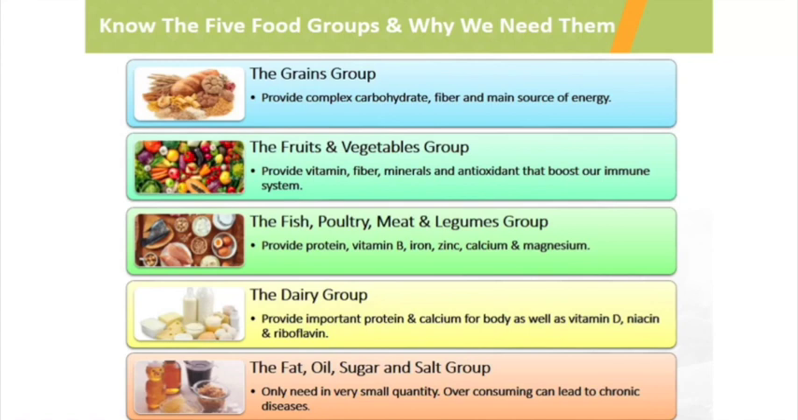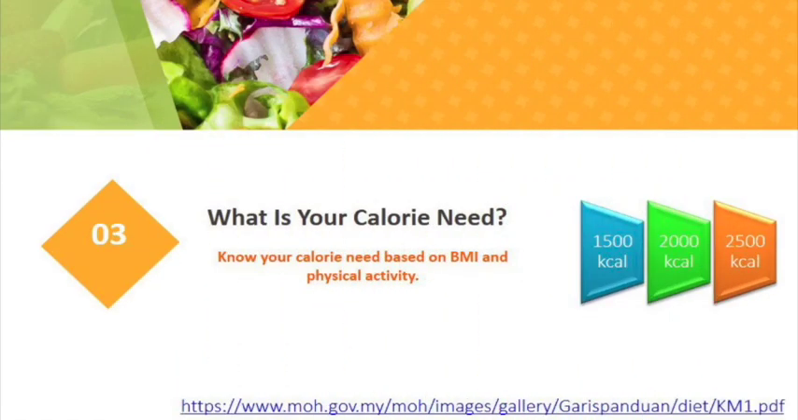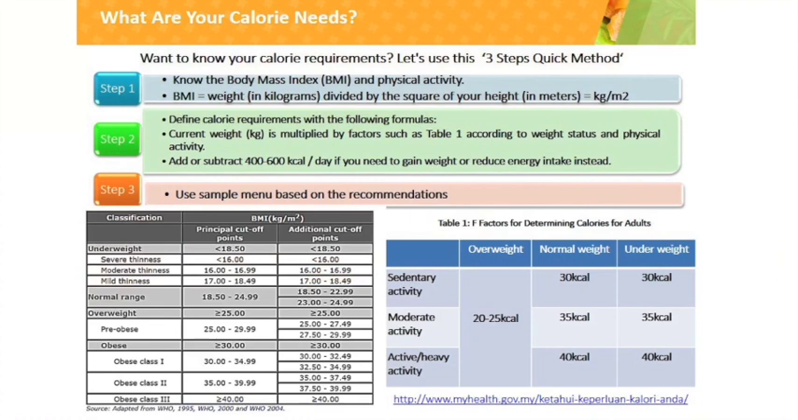The top of the food pyramid is the fat, oil, sugar, and salt group, which are only needed in a very small quantity since overconsuming can lead to chronic diseases. Let's identify your calorie need based on your BMI and physical activity. Wish to know your calorie requirement? Let's follow these 3 quick steps.